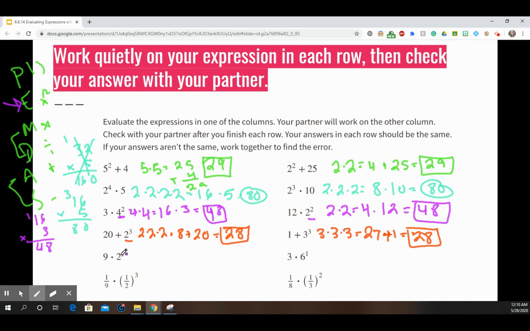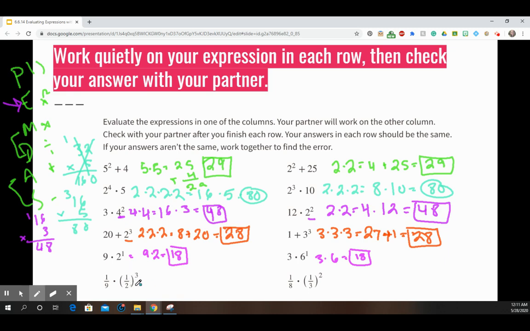Now I have 9 times 2 to the first. For 2 to the first, that's just the same as 2 because you're just multiplying 2 by itself, but no times, because you already have the 2 there. And so I would just write this the same as 9 times 2, and 9 times 2 is 18. Same thing over here. 3 times 6 is 18. Yay.